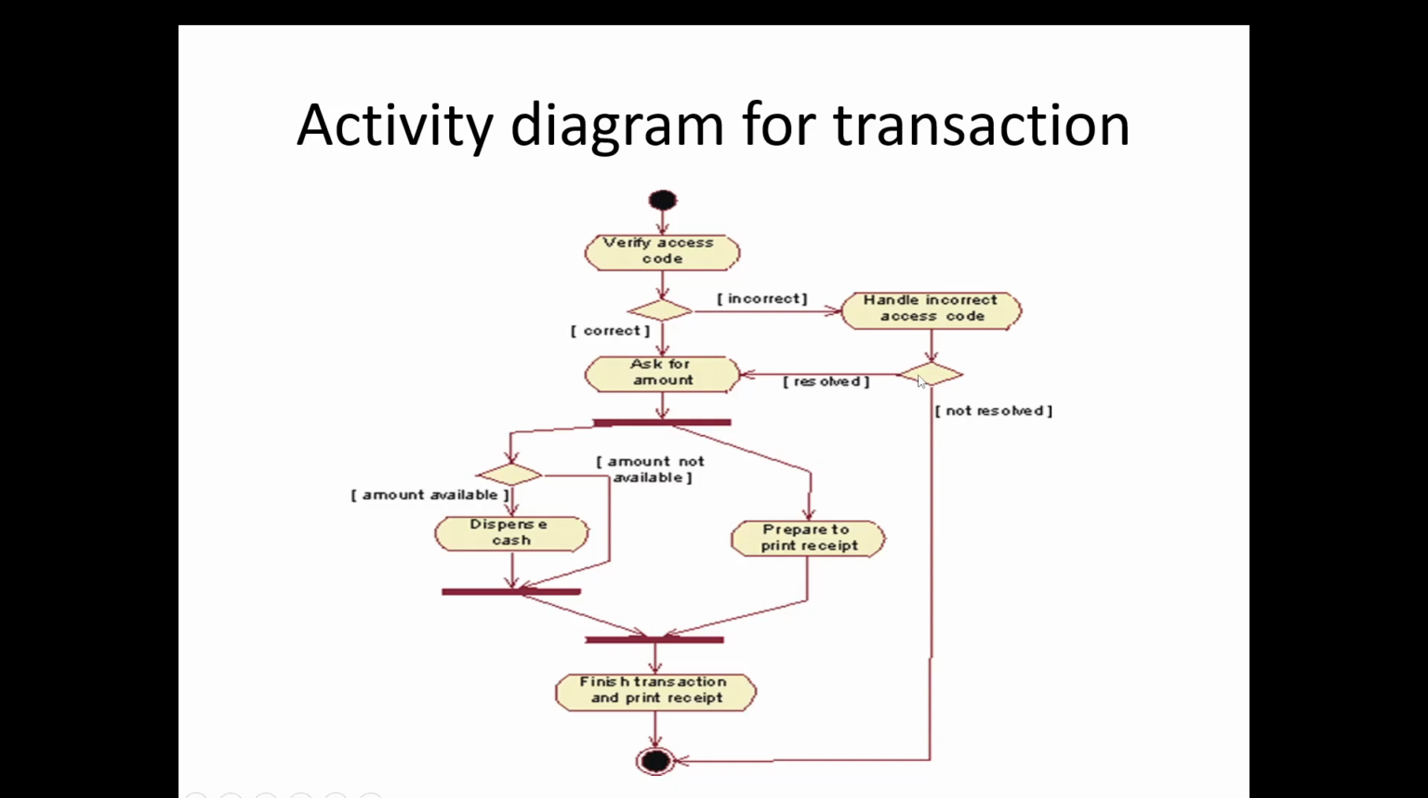If it is not resolved, here we have used this diamond for branching, to show how it is handling the incorrect access code. If it is resolved, it will ask for the amount, like it will ask again to enter your code again. So if it is resolved, it will ask for the amount. Otherwise, if the problem is not resolved, it will come to the end. This is called the final state.